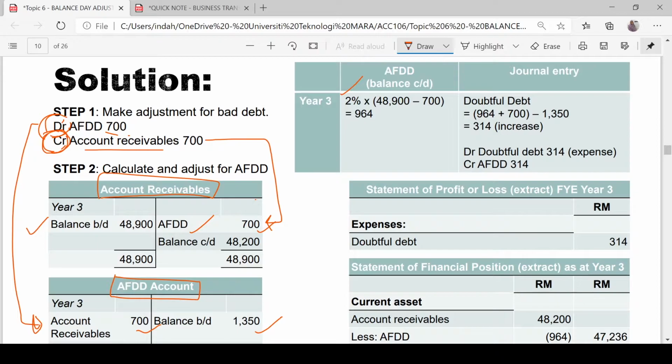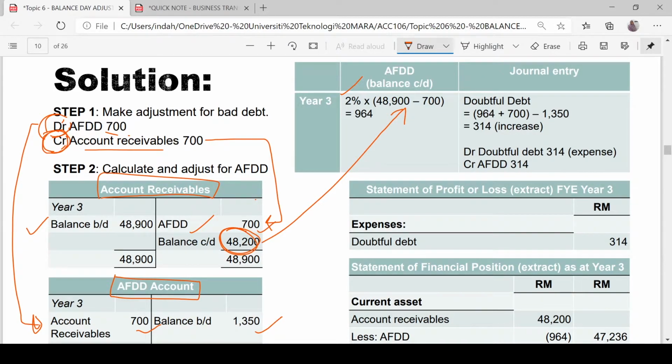Okay, so 2% times 48,900, the opening balance for accounts receivable, minus 700, which is the bad debts. Or if you prepare the account for accounts receivable, then you take this balance, 48,200. It will be the same thing.